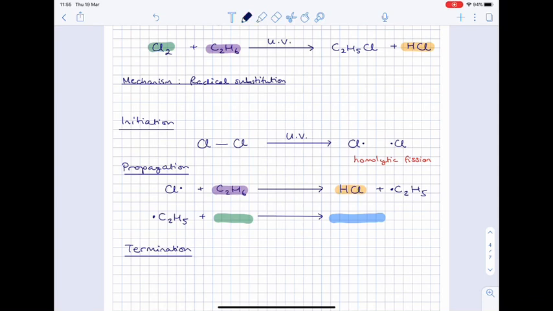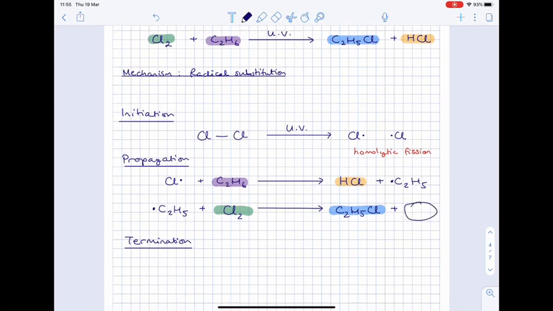Okay, so this must be the chlorine. Okay, that helps us remember what is in the second propagation step. And we must have the main product, the chloroalkane. So this is going to be C2H5Cl. So once we've done that, we're going to work out what's here, what's there.